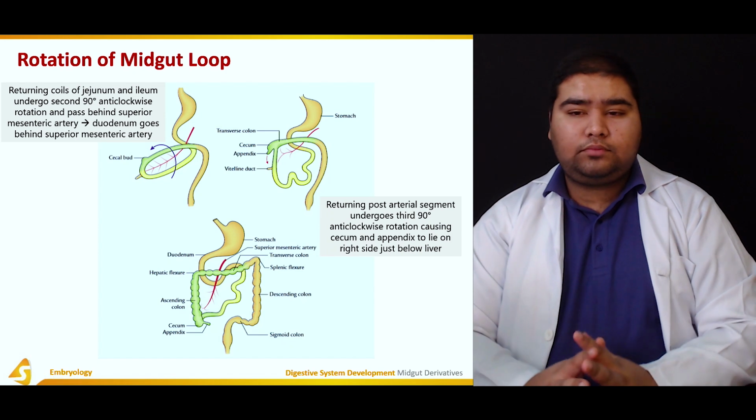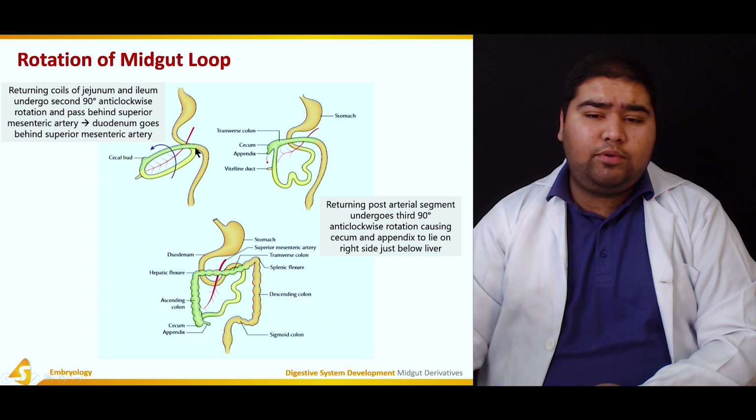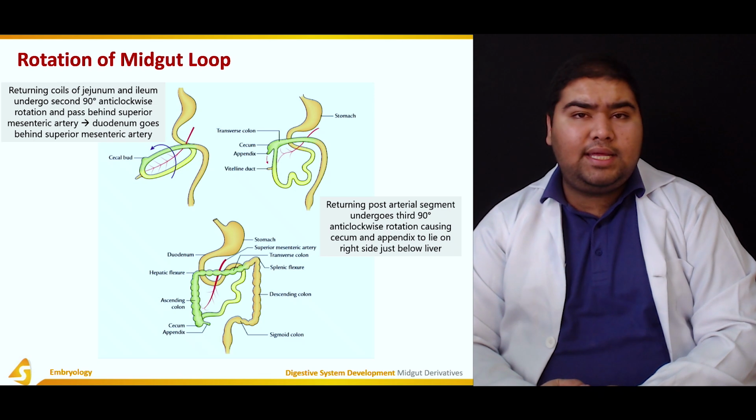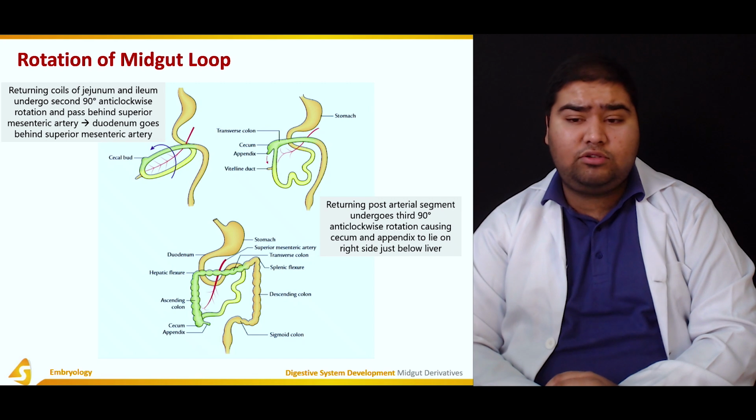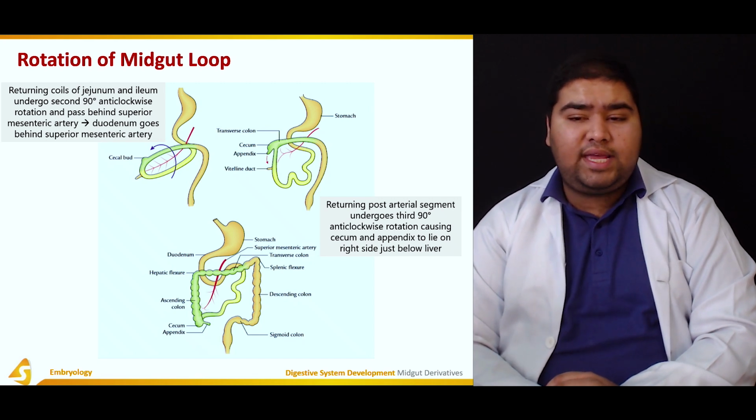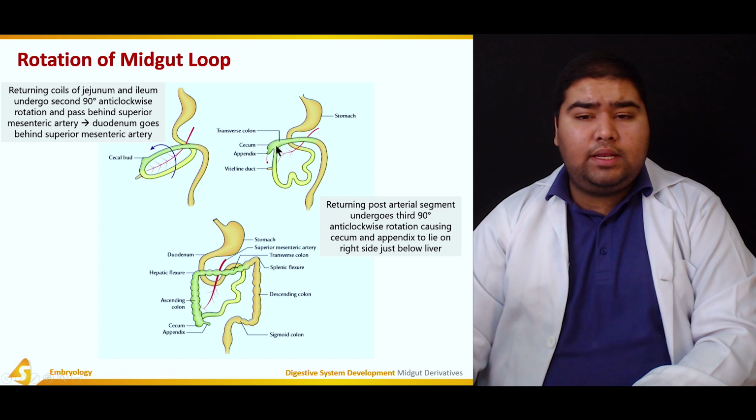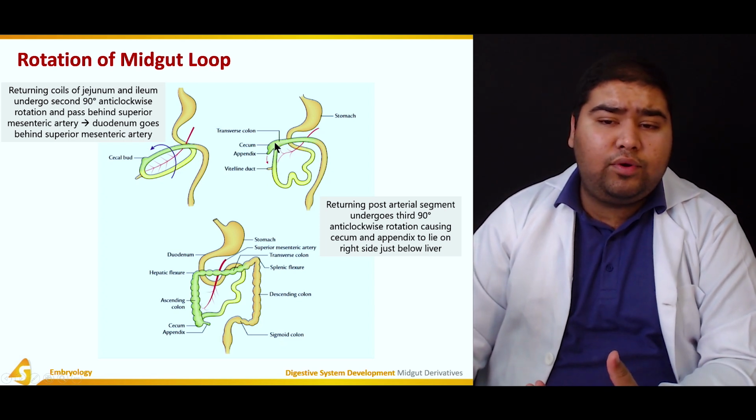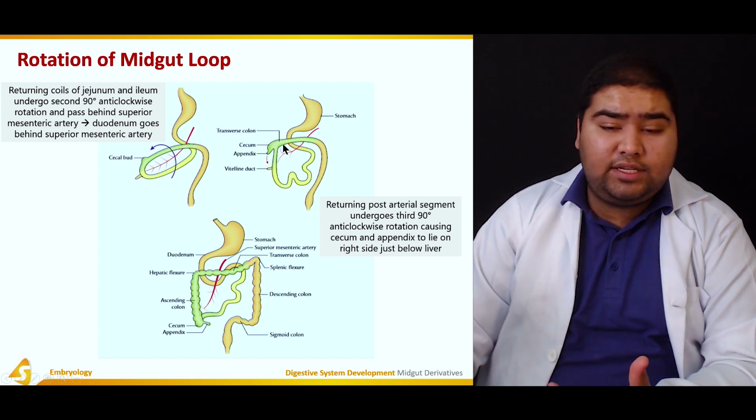Now the returning postarterial segment, in green, undergoes the third 90-degree anti-clockwise rotation. This is the third rotation that is now taking place, which causes the cecum and appendix to lie on the right side, just below the liver. The postarterial segment is now undergoing the third 90-degree anti-clockwise rotation.